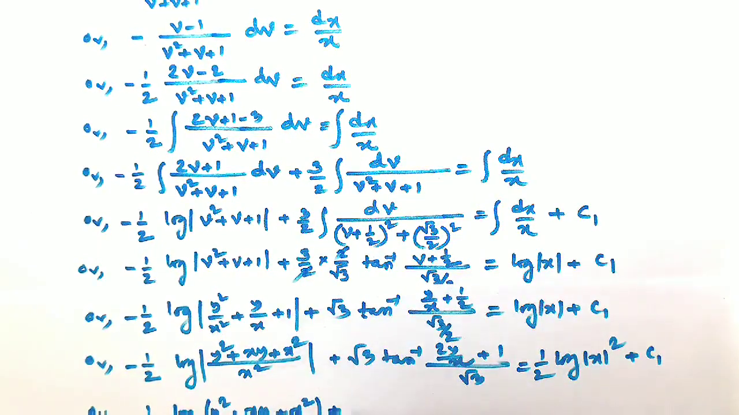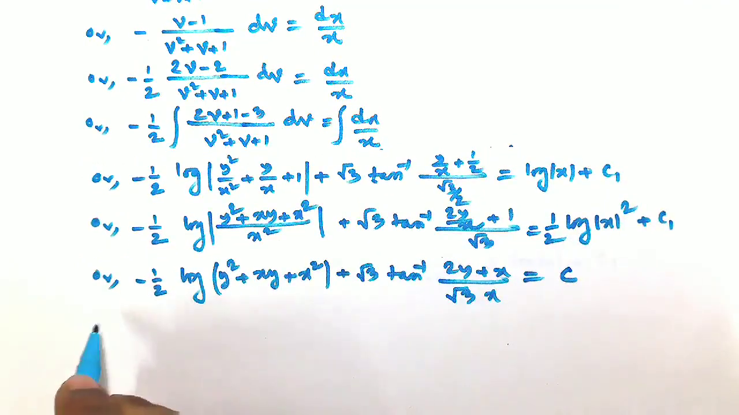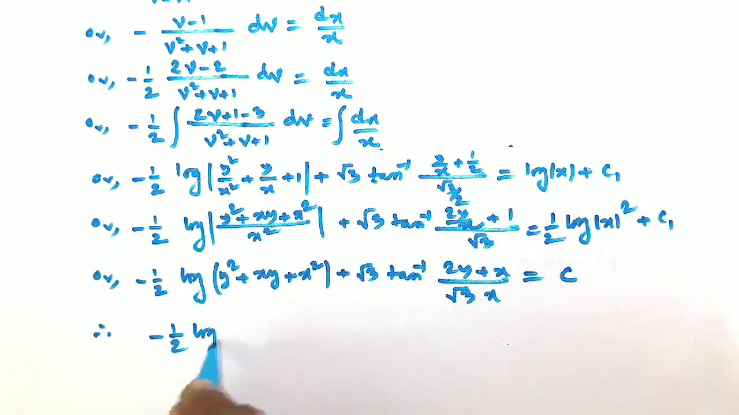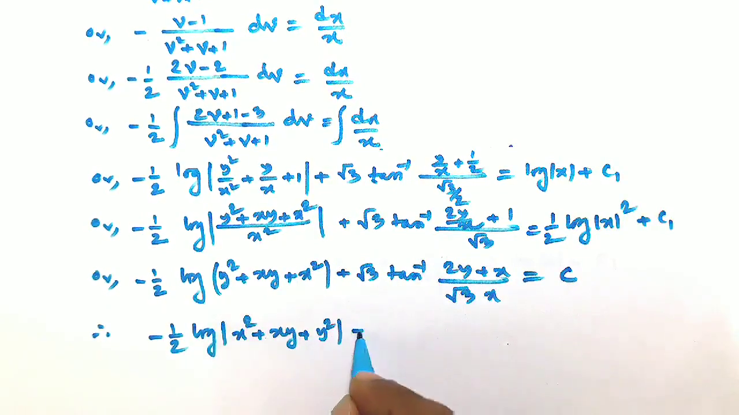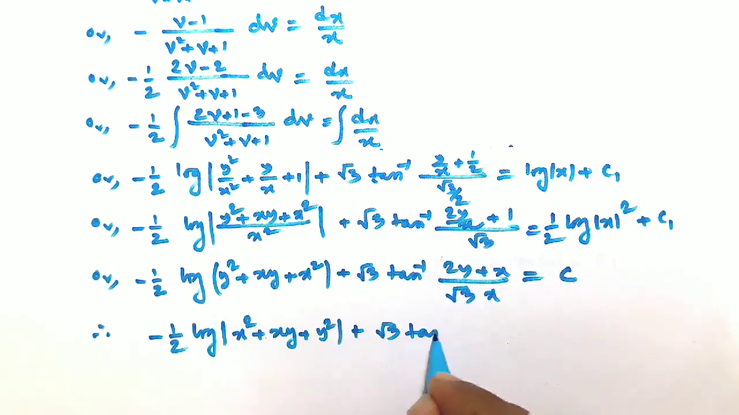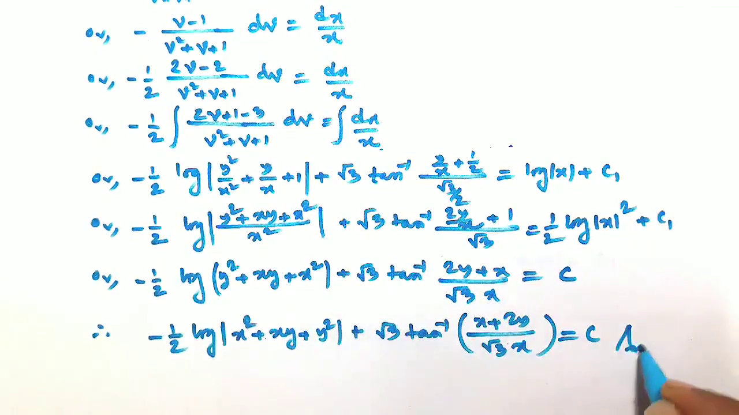Okay, so plus root 3 tan inverse 2y plus x divided by root 3x is equal to c, the constant c. So friends, ultimately the final step is minus half log of modulus x square plus xy plus y square plus root 3 into tan inverse of x plus 2y upon root 3x is equal to c. Hence the result. This is the general solution.